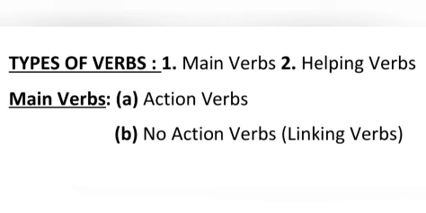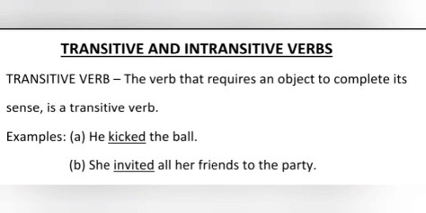Now let's focus on main verbs. We can further classify main verbs into two parts, action verbs and no action verbs or linking verbs. Action verbs are dynamic in nature, like play, come, go, run, sing. These all are action verbs. Transitive and intransitive verbs are action verbs.